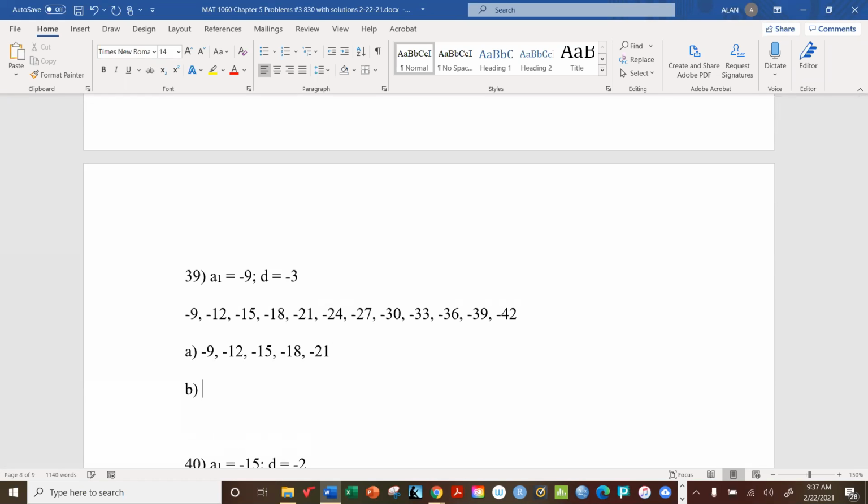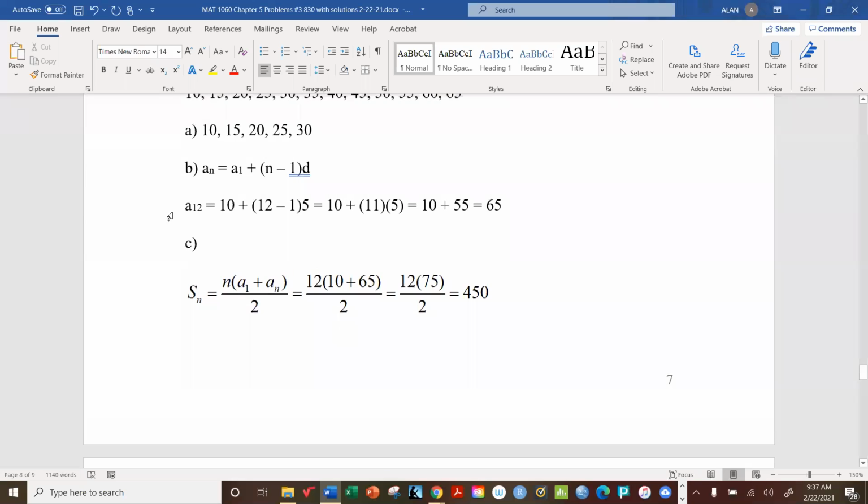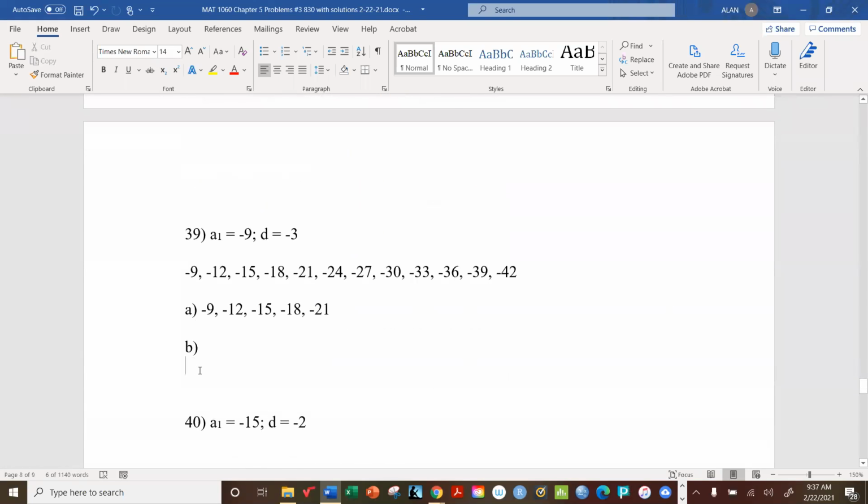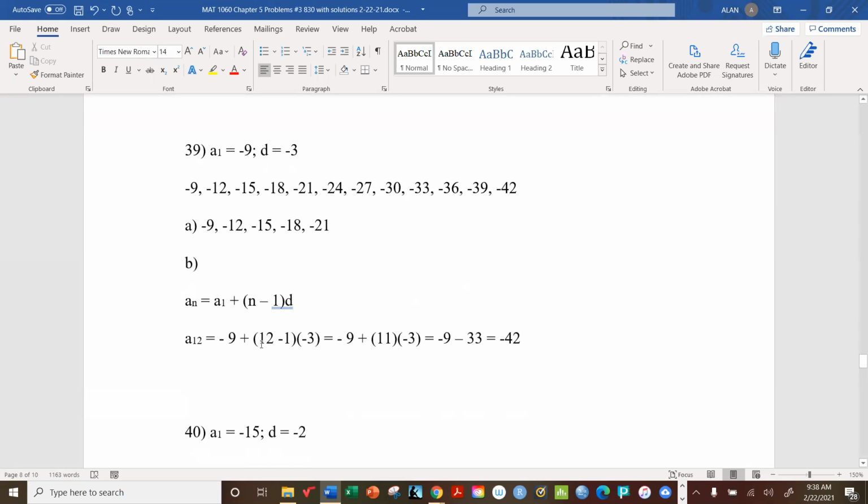Okay, then we need the 12th term, although we do already know what it is. Let's just use the formula. Okay, so we'll have A12 equals, the first term is -9. We're looking for the 12th term, and the common difference is -3. And it's -42, and we already knew that. Nice.